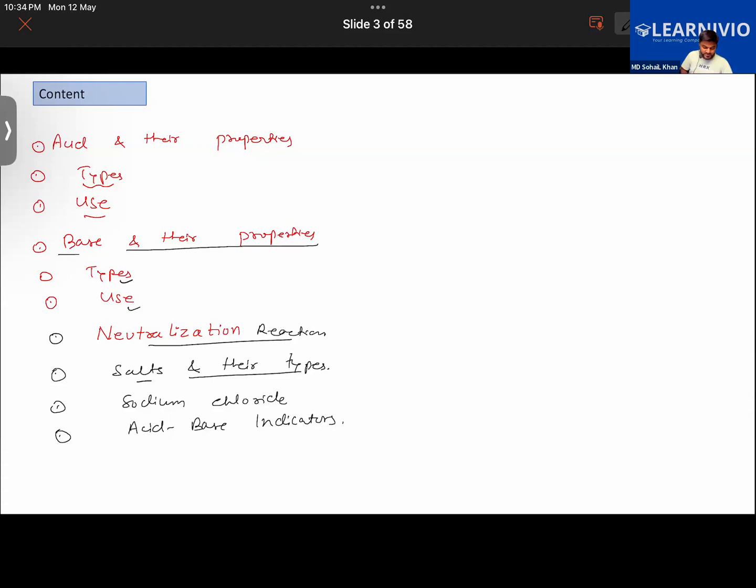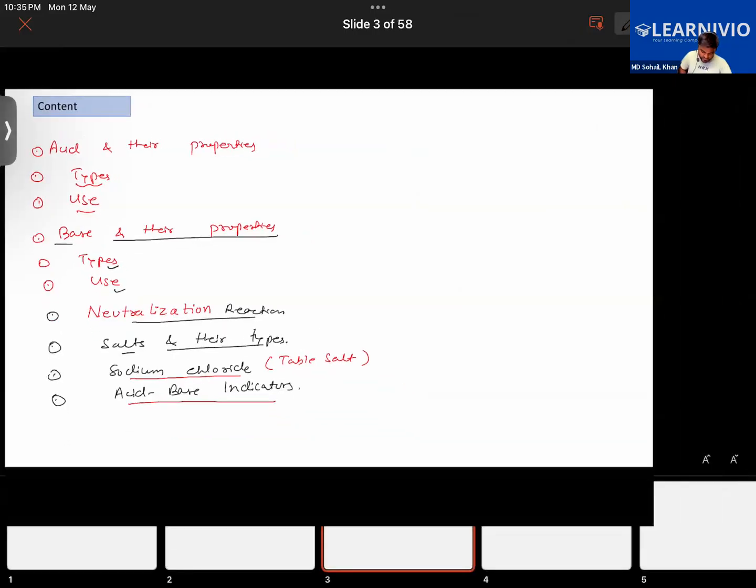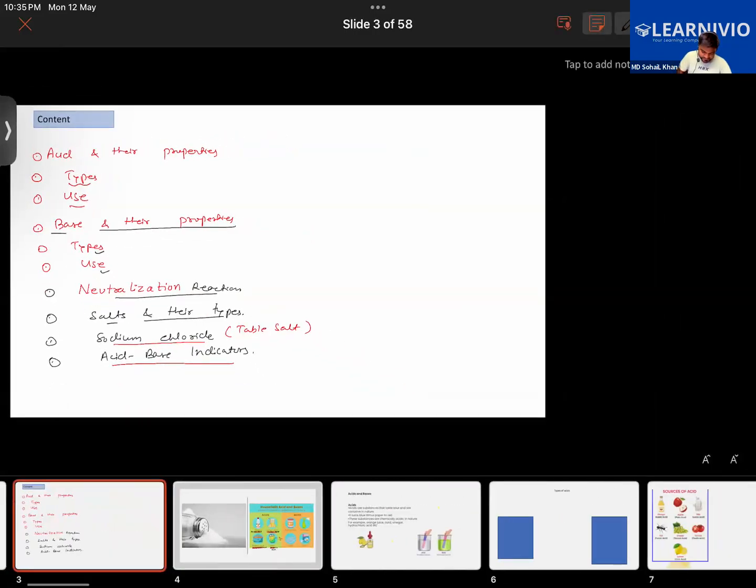Particularly, we will take a look at some specific type of salt, like sodium chloride, which is the table salt or the common salt that we consume in our food. Then we'll be having the topic acid, base and indicator. Okay, acid, base and indicator. So let us start the chapter.